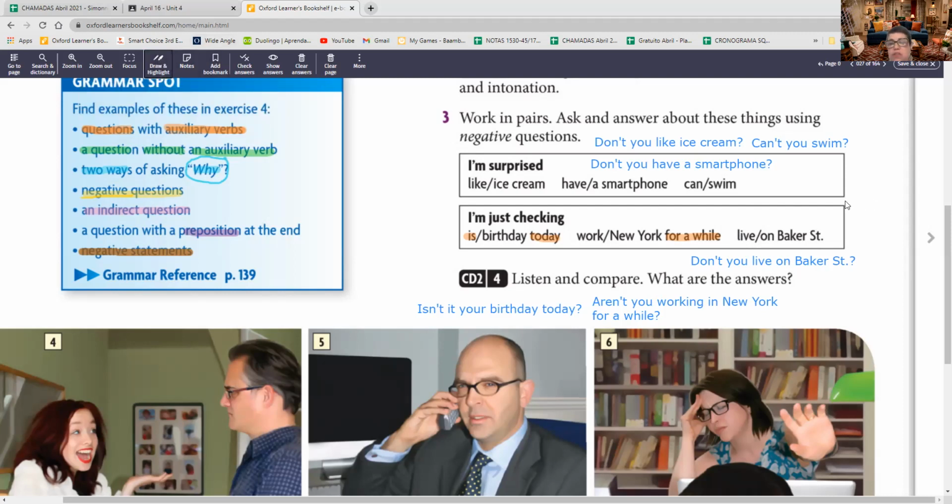So this topic boils down to, when should I use negative interrogative? First, when I'm showing surprise, or when I'm just checking the information. These are the two most common cases.